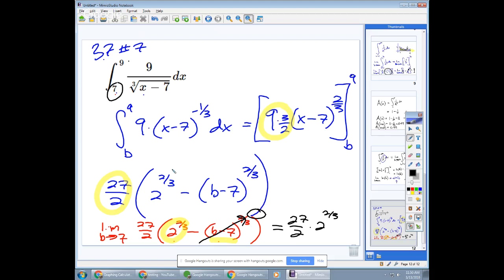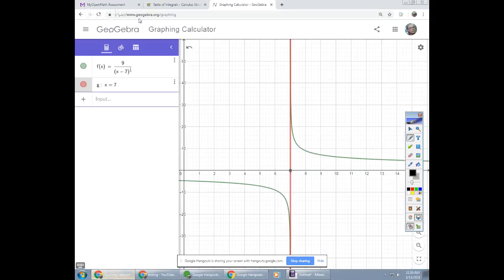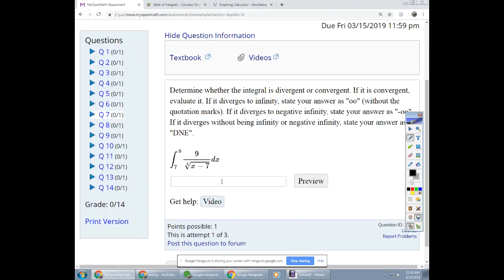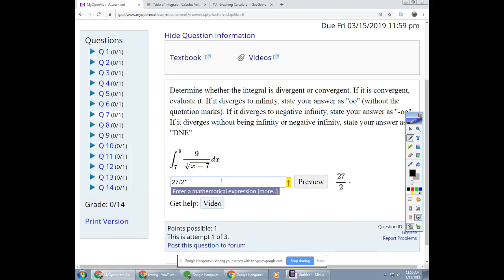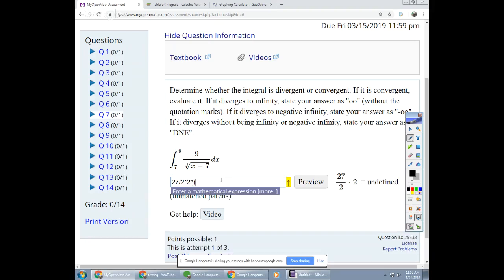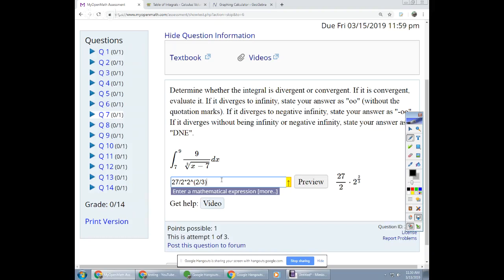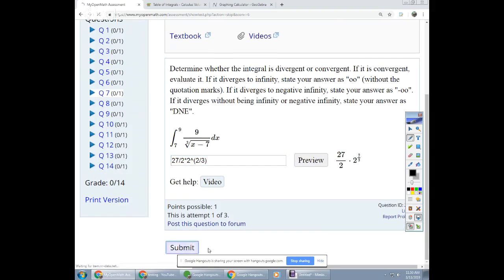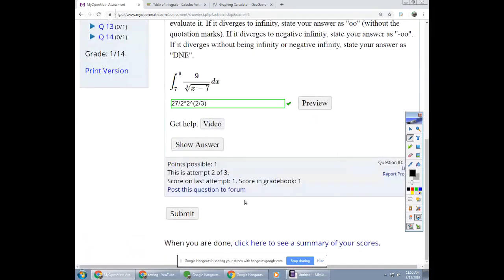I'm just going to plug this into the computer and get a check mark, even though it doesn't really save it for me because I'm the teacher. So I believe the answer is, it says enter a mathematical expression, so I can just type 27/2 times 2 raised to the power, parentheses, 2/3. Yeah, that looks like what I typed. I don't get a syntax error. And I got it right on the first try. That happens sometimes.